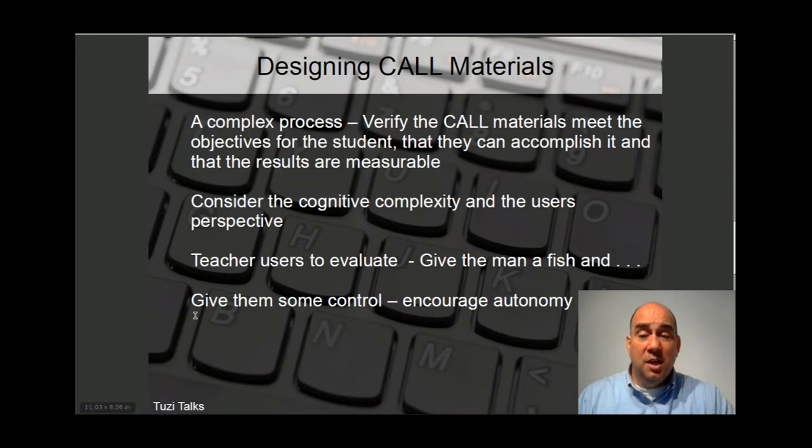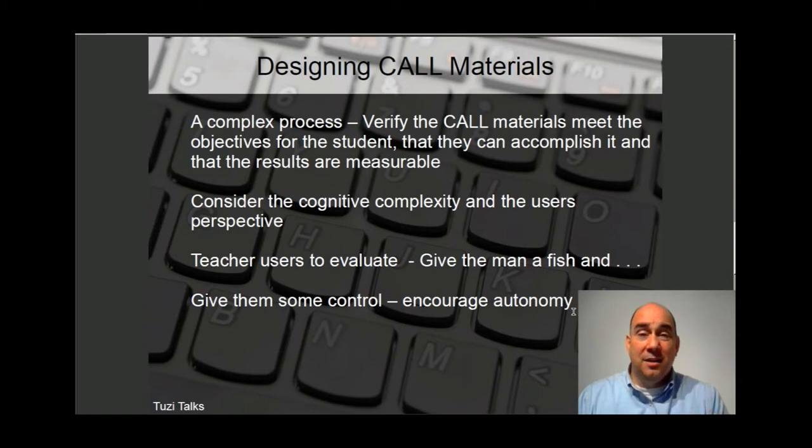Lastly, when you're designing materials, it's always good to stress autonomy. You as a language teacher, your primary goal is always to get out of a job. To make it so that your students can do these things by themselves. They can become self-learners.